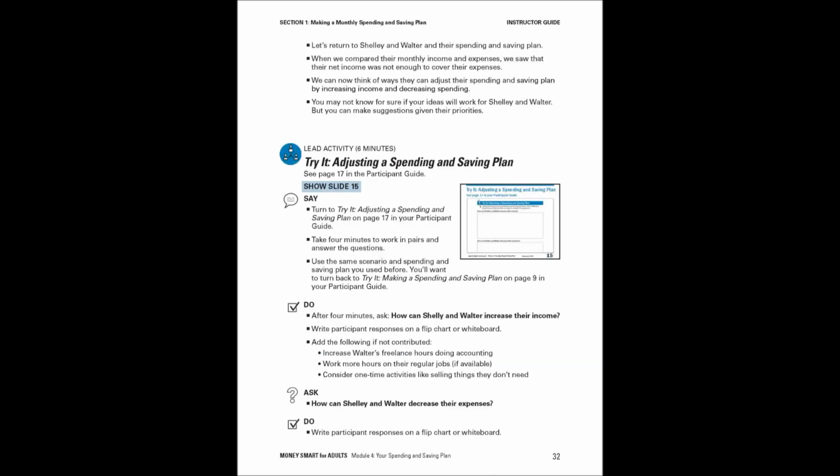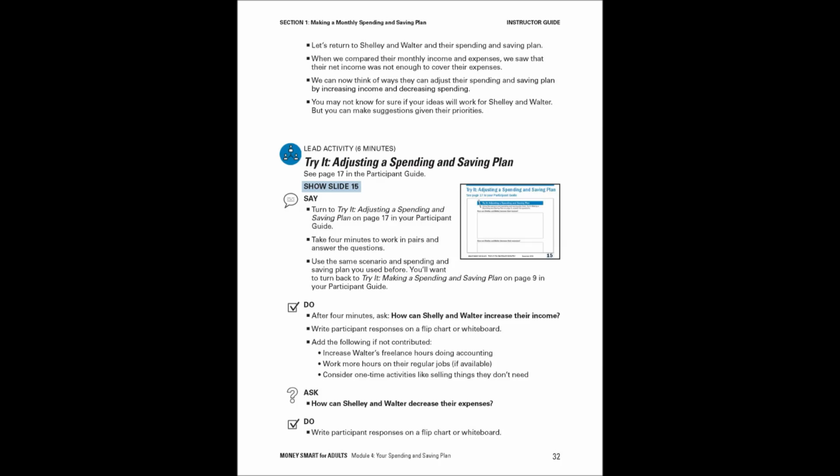There is an activity. You're going to show slide 15, which is for try it, adjusting a spending and saving plan. Now, this is really to help them to think about how they can adjust their own, but what we're going to use is the Shelley and Walter scenario. And so there are a series of questions that you're going to allow them to answer.